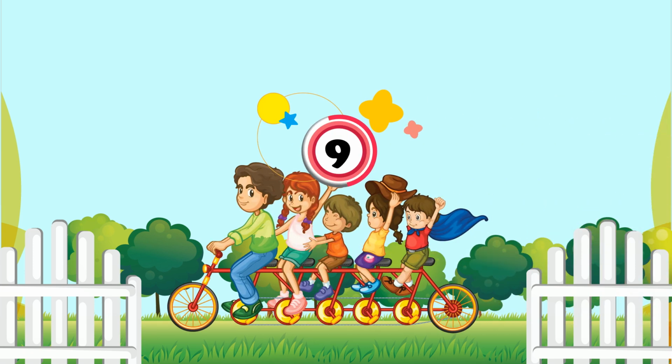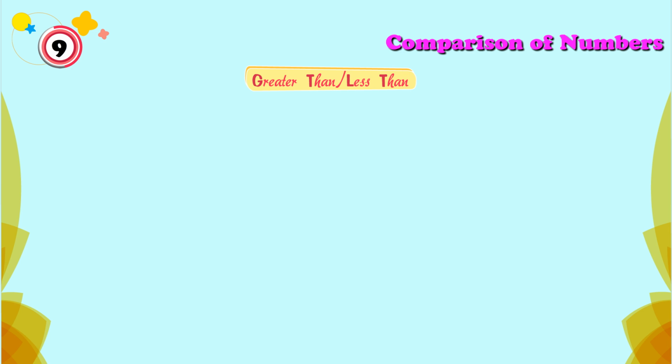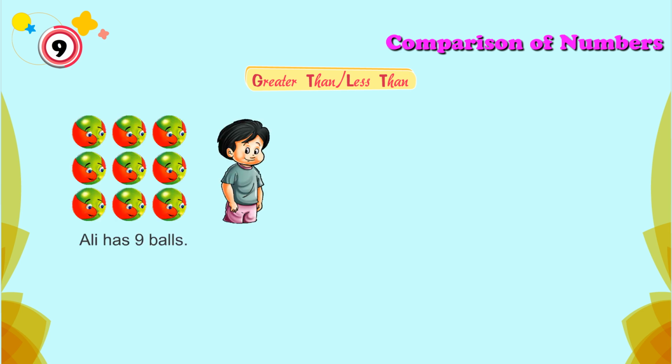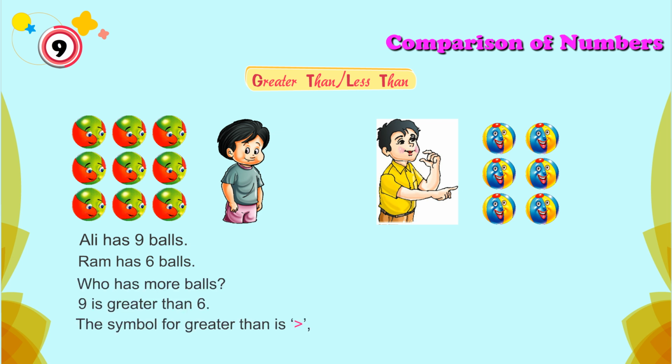Chapter 9. Comparison of numbers. Greater than, less than. Ali has 9 balls. Ram has 6 balls. Who has more balls? 9 is greater than 6. The symbol for greater than is.